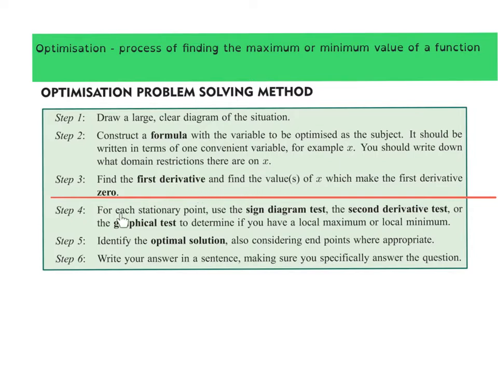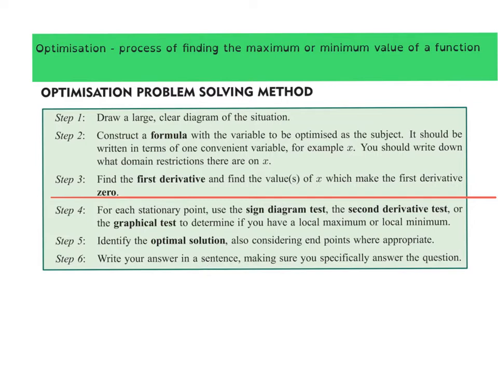The next step, for every single stationary point, is to use a sign diagram, the second derivative, or the graphical test to determine if you have a local minimum or maximum. By just doing step 3, we don't have enough information. We know the first derivative is equal to 0, but we don't know if we have a maximum or minimum. The next step is to identify the optimal solutions, and the last step is to write your answer in a sentence, so you're answering the question.